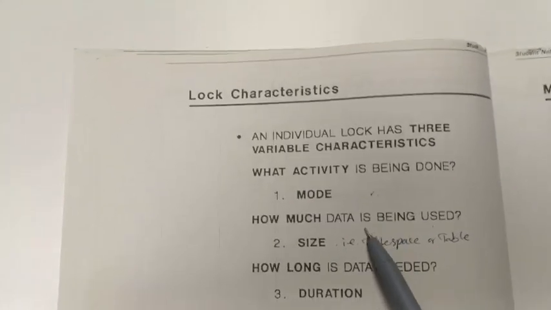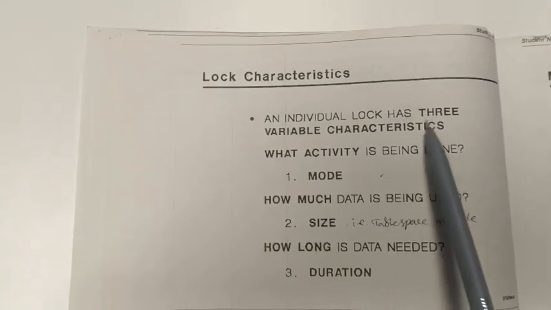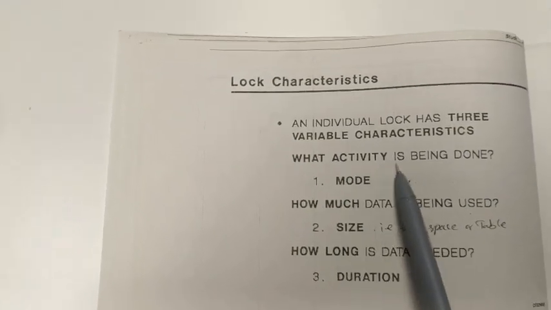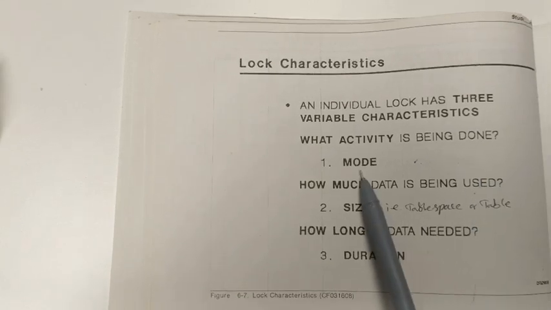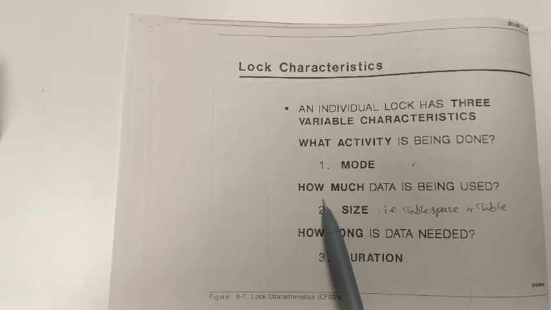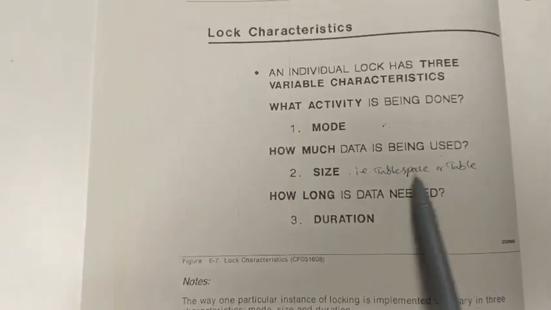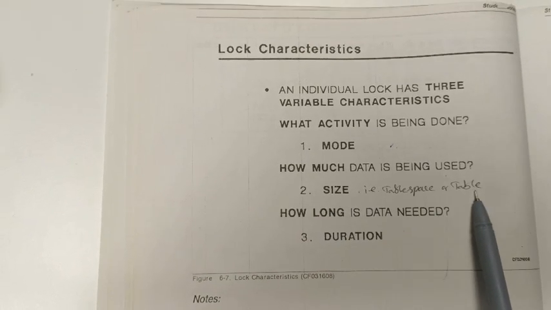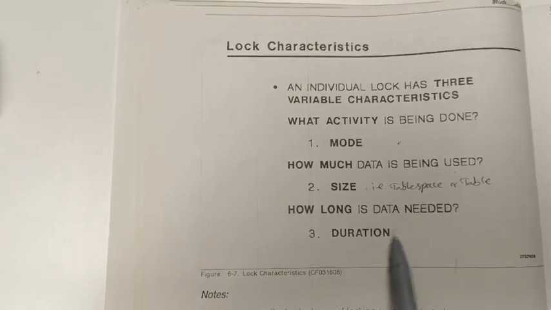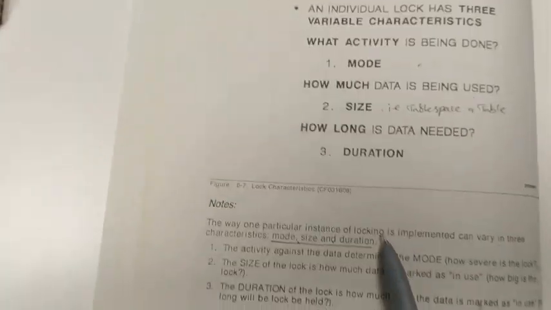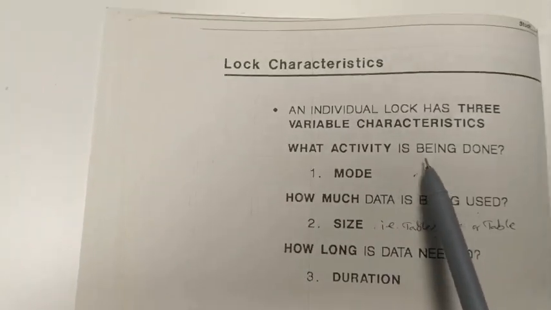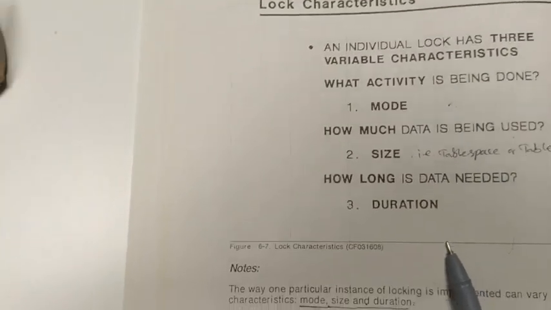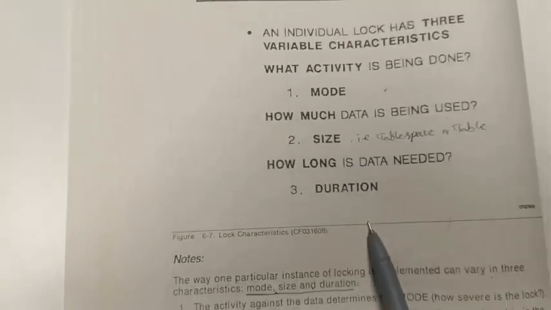And these are the lock characteristics here. In a lock there are three variables, and they describe what activities we are going to do. Mode: what mode of locking we have to use. Size: how much data is being used, which will indicate a table or table space. Duration: how long the data is being used, that is, the duration of the lock. These are the three characteristics of locking we have to use: mode, size, and duration.